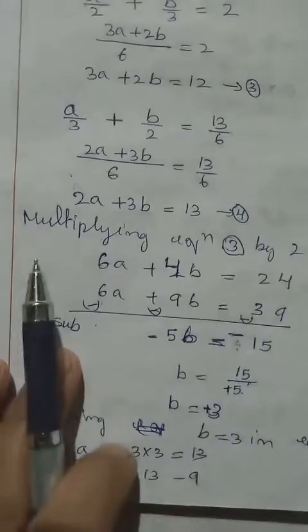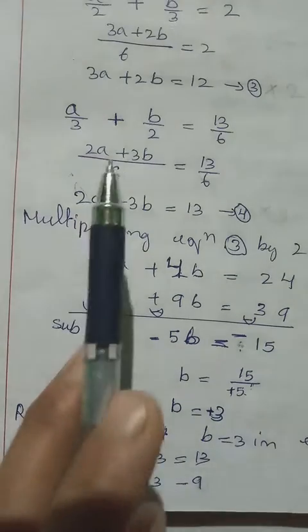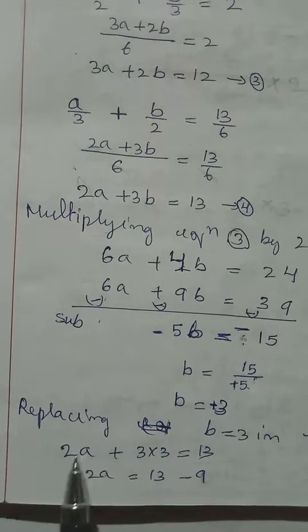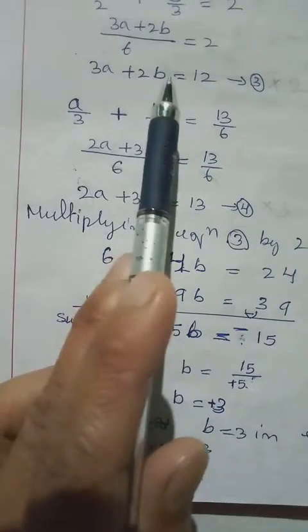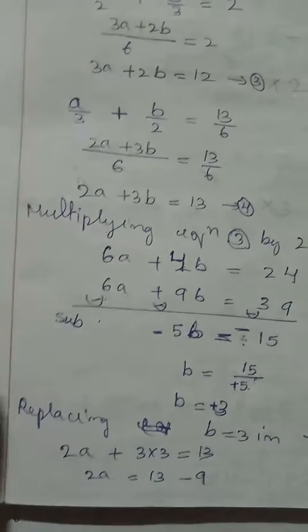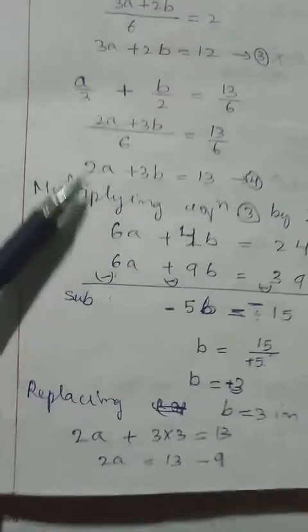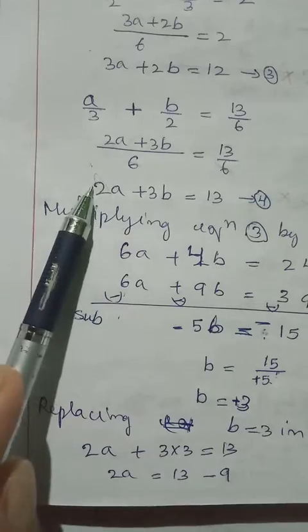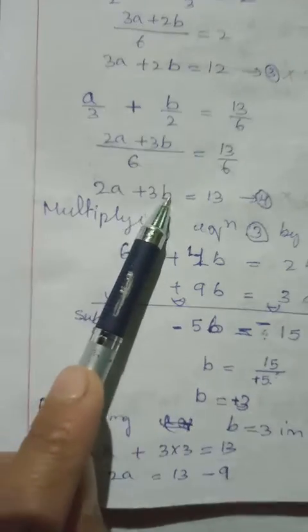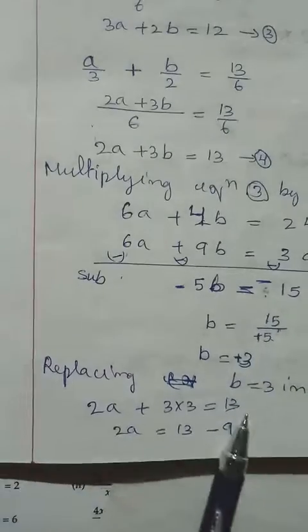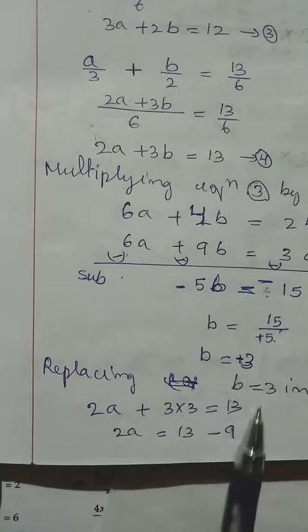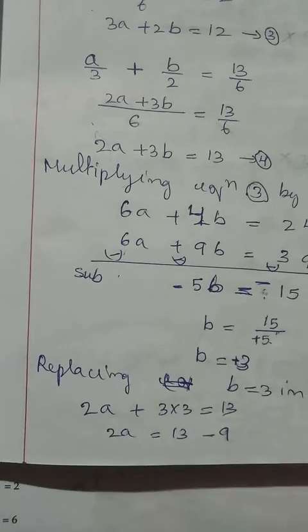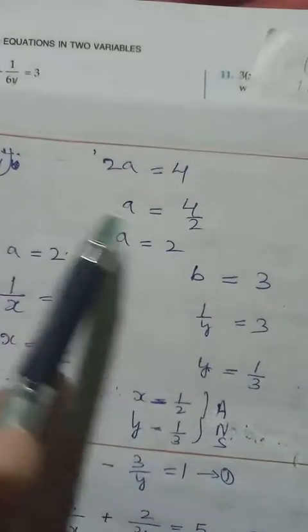b equal to 3. Then we can replace in any one of those equations to get a. So 2a plus 3b, we have that in equation 4, we replace. So 2 into a plus 3 into 3, equal 13. Then this is plus, taking to the other side it becomes minus. Then 13 minus 9, we get equal to 4. So we divide by 2, a equal 2.